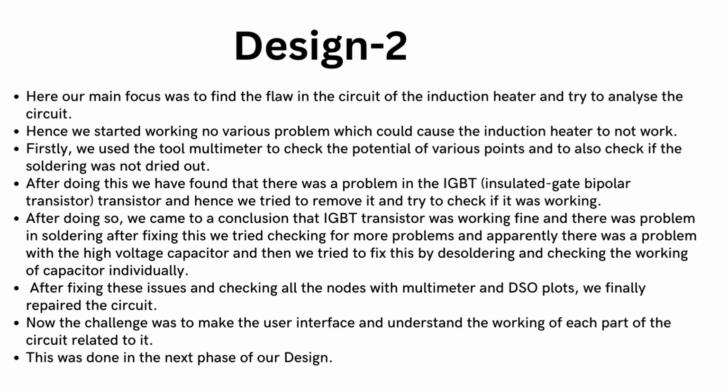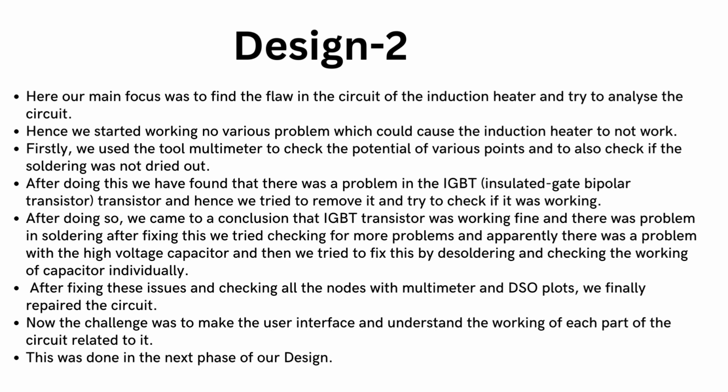After doing so, we came to a conclusion that the IGBT transistor was working fine, but there was a problem in the soldering. And after fixing, we tried checking for more problems and apparently found that there was a problem in a high voltage capacitor, which was also not soldered properly. After finding these issues and trying to fix them, we checked our final circuit using multimeter and tried to see the DSO plots. And after fixing these and soldering it again, we tried to connect it to the main power supply and found and fixed the circuit.